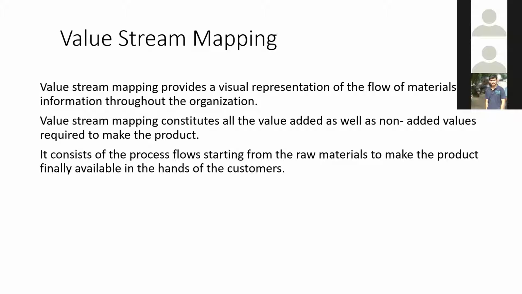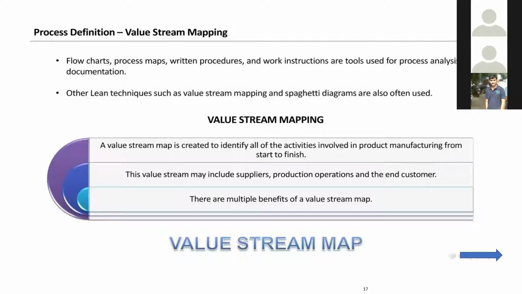We are also trying to understand that a value stream map constitutes all the value-added as well as non-value-added steps required to make the product. It consists of the process flow starting from the raw materials to making the product finally available in the hands of the customer. So this is your value stream mapping.